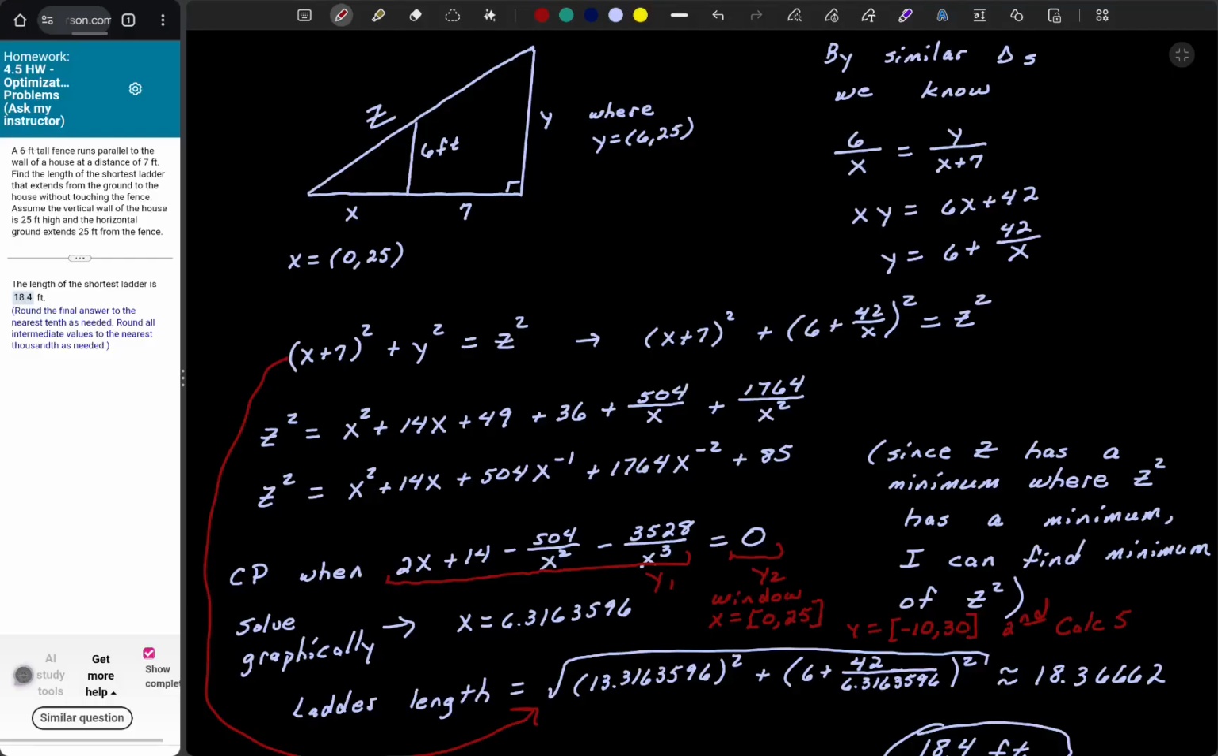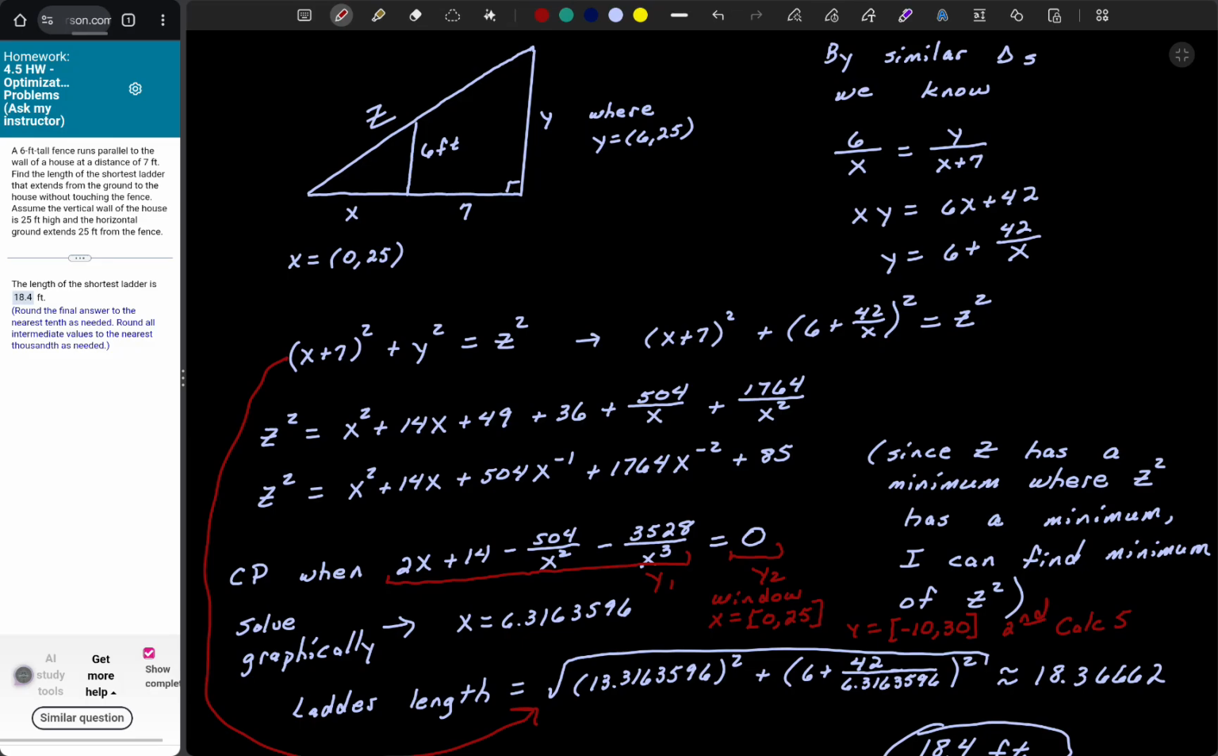Let's take a look at this other optimization problem. This one's kind of tough. It says a 6 foot tall fence runs parallel to the wall of a house at a distance of 7 feet. Find the length of the shortest ladder that extends from the ground to the house without touching the fence. And then we say, assume that the vertical wall of the house is 25 feet high and the horizontal ground extends 25 feet from the fence.